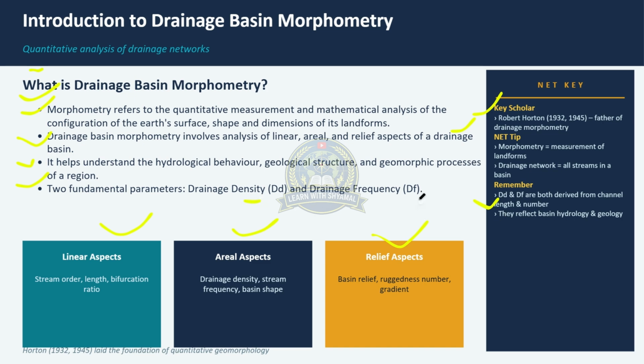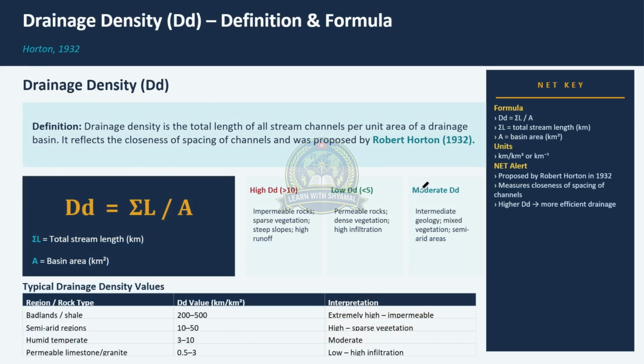Drainage density and drainage frequency. Drainage density, DD, definition and formula, Horton 1932. Drainage density is the total length of all stream channels per unit area of a drainage basin. It reflects the closeness of spacing of channels and was proposed by Robert Horton, 1932. Drainage density is the summation of L divided by A, where L is the total stream length in kilometers and A is the basin area in square kilometers.